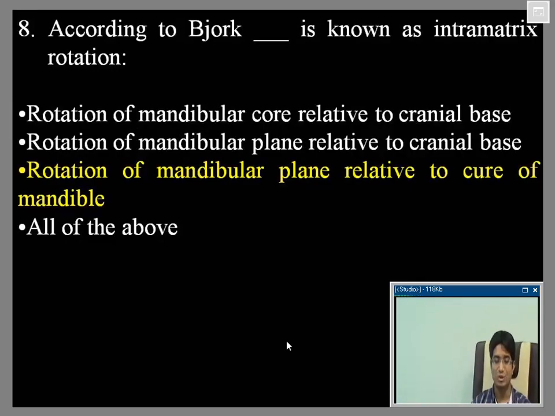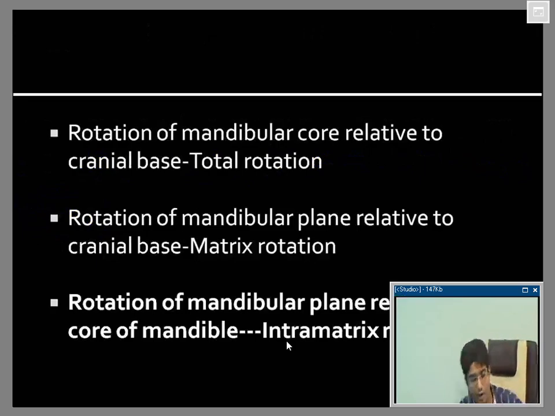According to Jog, this is known as intramatrix rotation. Intramatrix rotation is a rotation of the mandibular plane relative to the core of the mandible. There are three types of rotation according to Jog. I'll tell you in the next slide. First, we'll come to the total rotation.